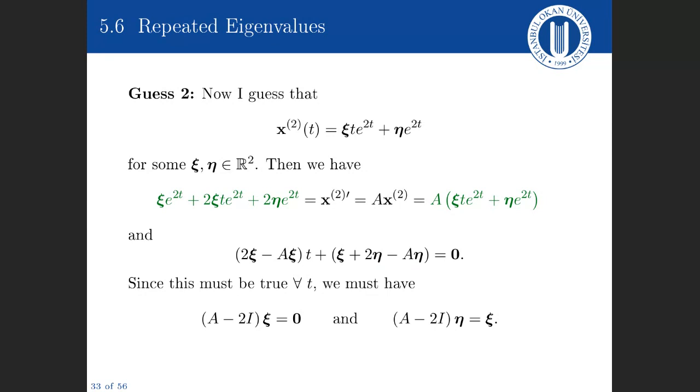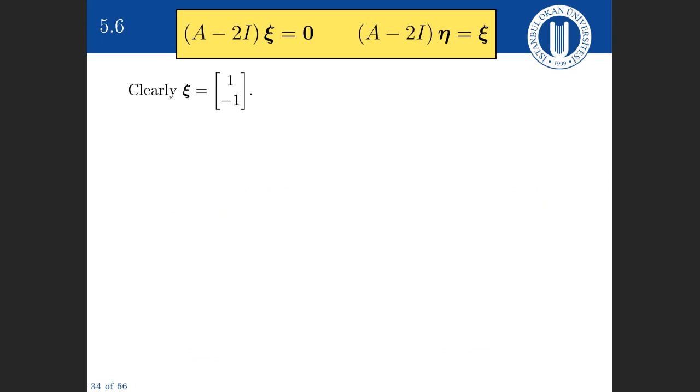So we have two equations we need to satisfy. (A minus 2I) xi is equal to 0, and (A minus 2I) eta is equal to xi. First equation looks familiar. The first equation is the equation for an eigenvector. So xi must be an eigenvector. And then we have a similar but not exactly the same second equation to find eta. These are the two important equations, so I'm putting these at the top. This will stay here for the time being. Clearly, if xi is an eigenvector, then we can have xi is (1, -1). We need to find eta.